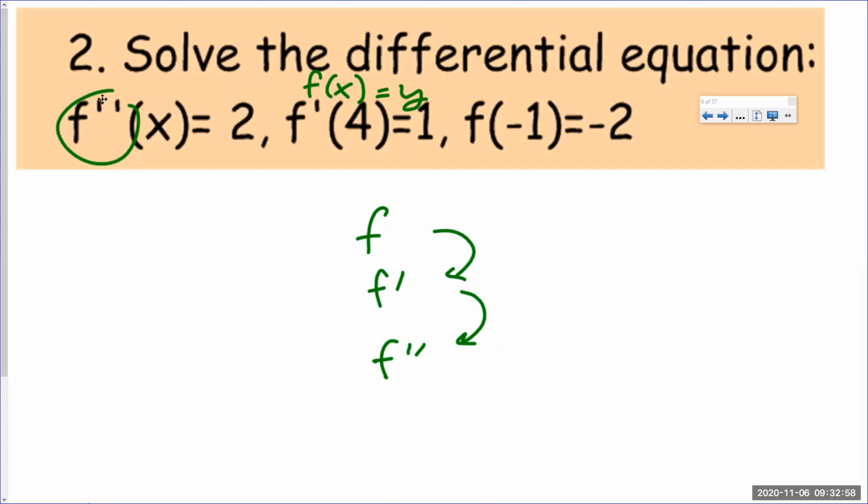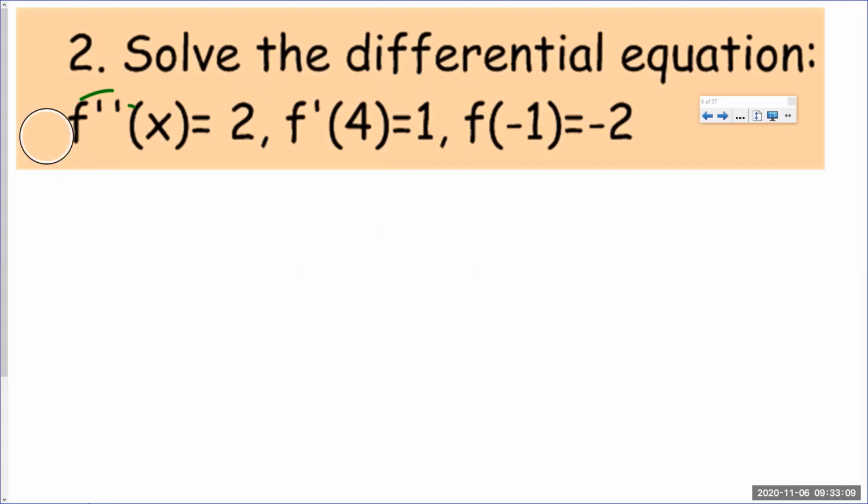All right, so if I have f double prime and I want to move to f, do you guys see what I'm going to have to do 2 times? Take the antiderivative 2 times, all right? So let's just do it. Just like derivatives, I can take the antiderivative of both sides of an equation. So the antiderivative of this side is equal to the antiderivative of this side.